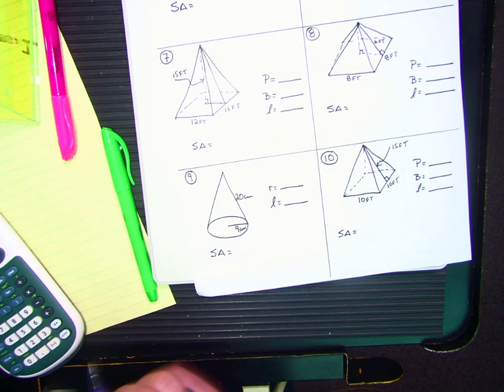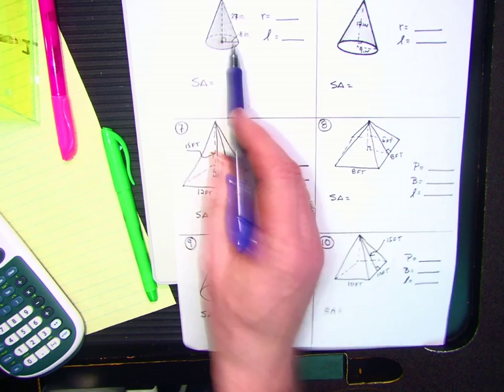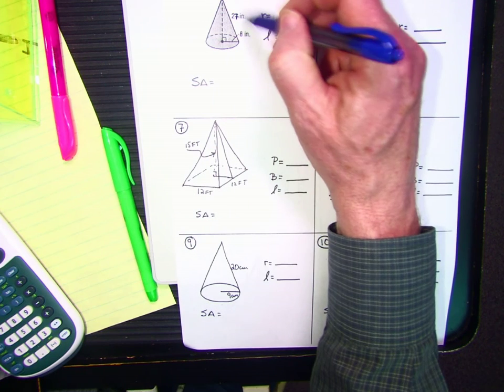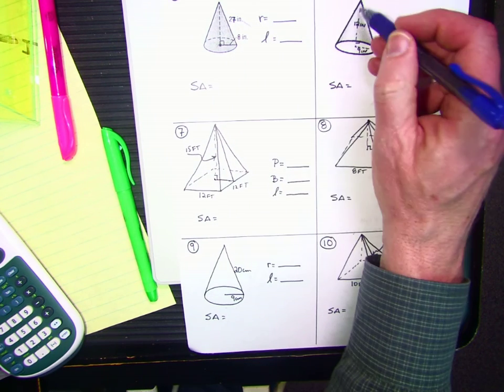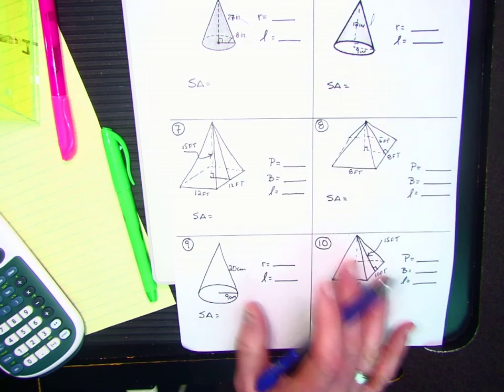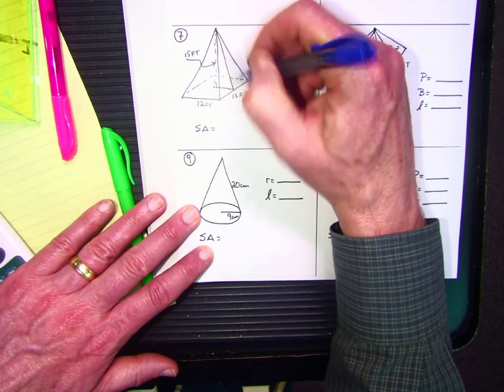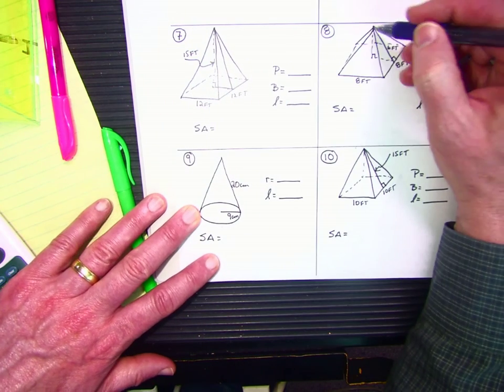If it's on the outside, like it is up here, this one's on the outside, so that is L. If you look at this one on the inside, it's not, so you're going to have to use Pythagorean to find L. If you look here on number 7, we don't know the slant height. Here we do know the slant height.